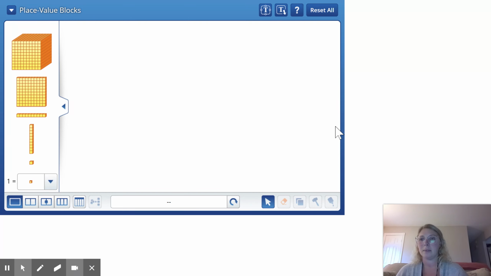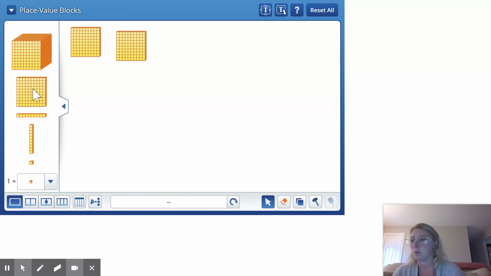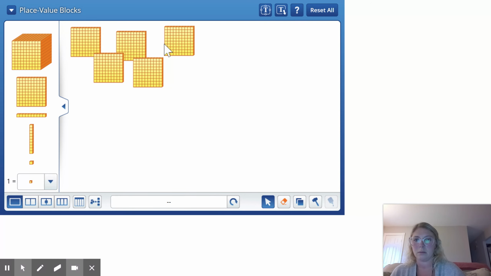Okay, so let me see if I can use my tools. Now we worked on these the other day. This is why I kind of want to show you how to get here, because you can use these as well when you are working with place value. So let's see, I'm going to do number, and then we will add in however many I want right now. So let's say 1, 2, 3, 4, 5, 6 hundreds. We'll go one more, 7 hundreds.